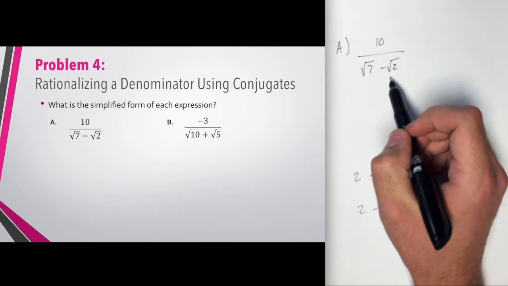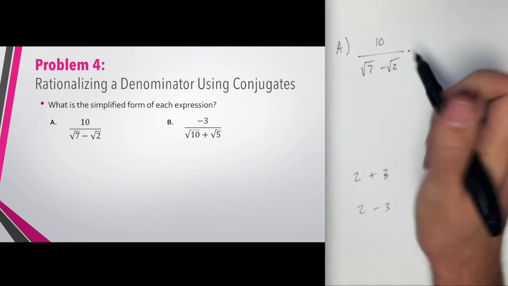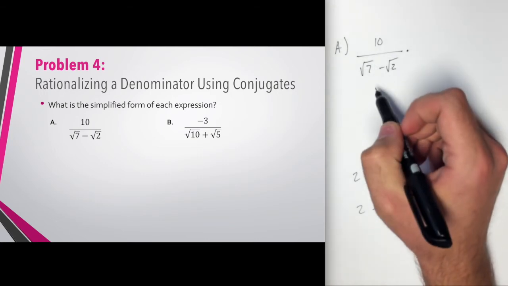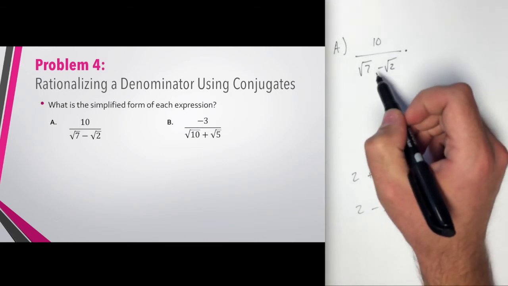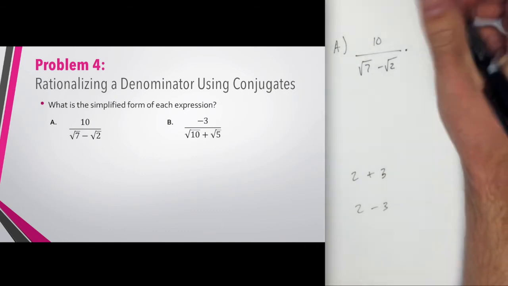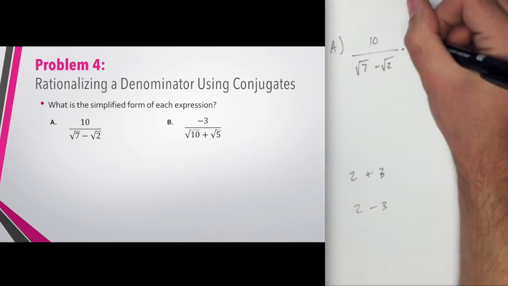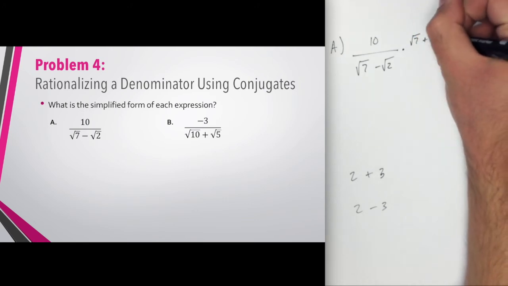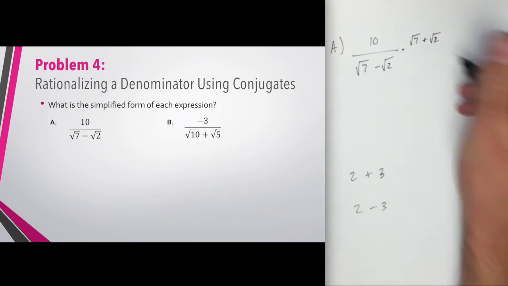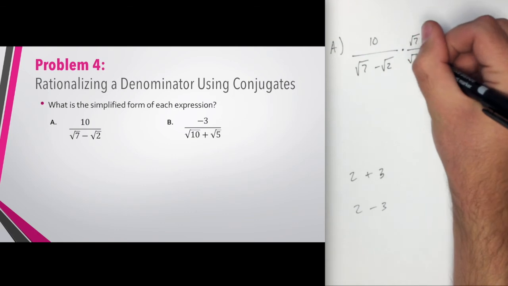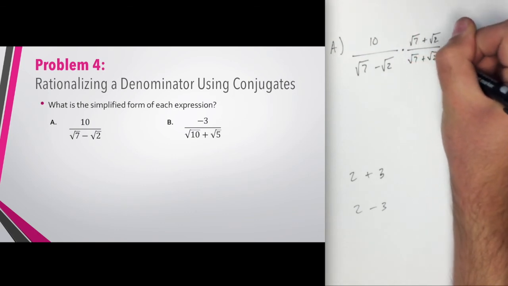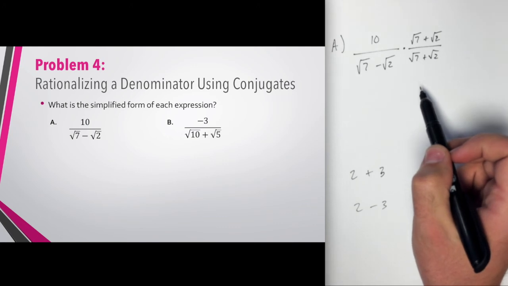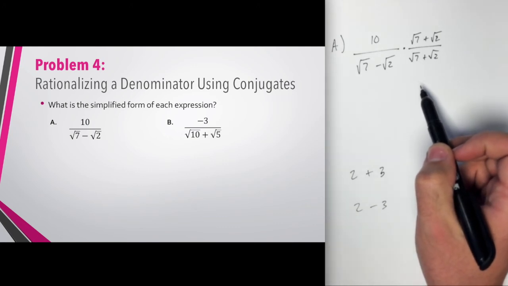And what you learned is we're going to multiply the top and the bottom by this stuff in the bottom. With this problem, though, you're going to multiply the top and the bottom by the conjugate of the bottom. So instead of minus, we're going to do the square root of 7 plus the square root of 2 over the square root of 7 plus the square root of 2. And now, when you look at this, you're initially maybe weirded out or intimidated. You don't know what's going on.